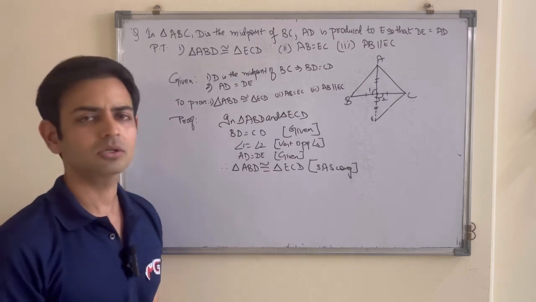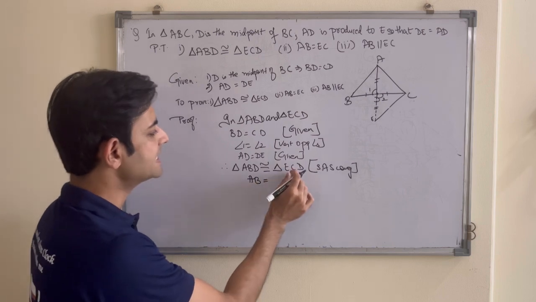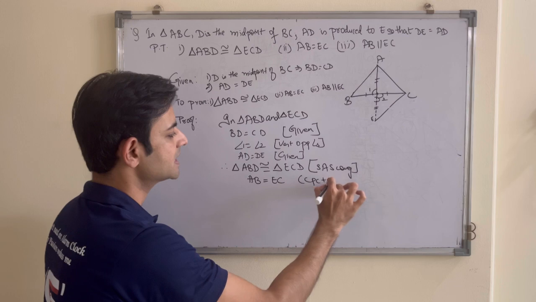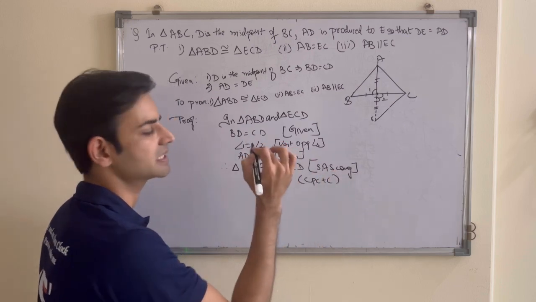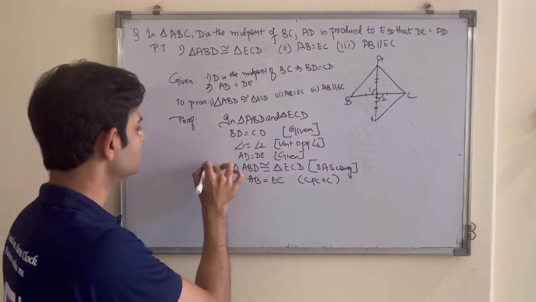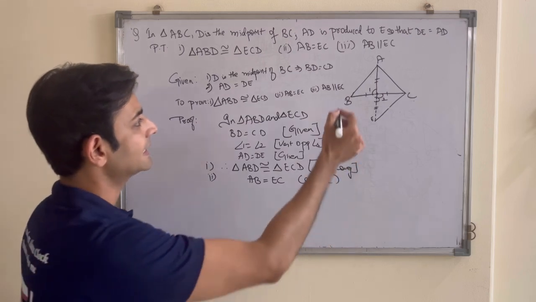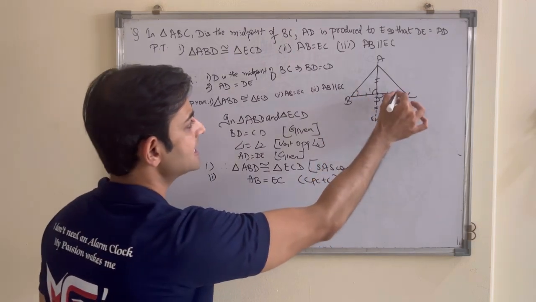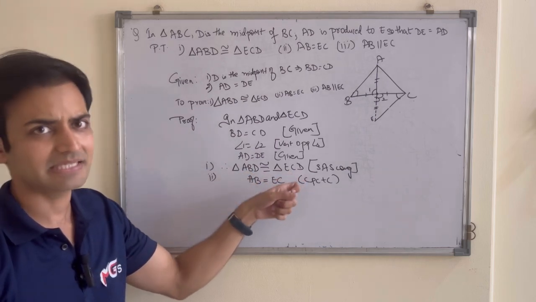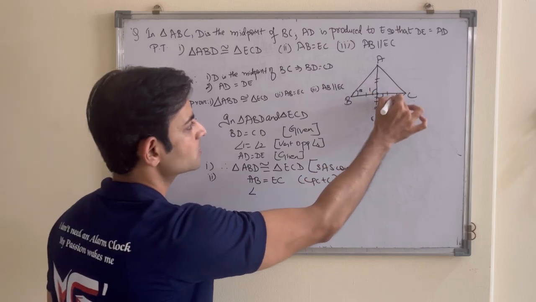Now based on this congruency, I can derive things like AB is equal to EC by CPCTC or CPCT. So my second part is also proved, AB is equal to AC. So my first part is proved, second part is proved. I can also identify here that this angle is equal to this angle. If you see here, angle B should be equal to angle C by CPCT again. So I will write angle 3 is equal to angle 4.